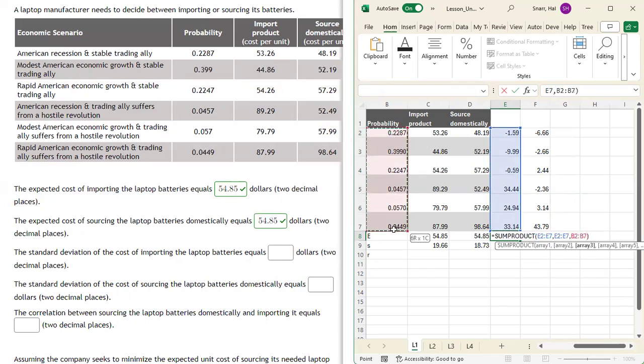The third column is the probabilities. So what this is going to do is take E2 times E2 times B2. So it's squaring this and then multiplying by that. And then it repeats that all the way down to E7, so E7 times E7. So this is going to be squared, then we're going to multiply it by that probability. And it replicates that for all the rows in between. This is going to give me the weighted variance of import prices.